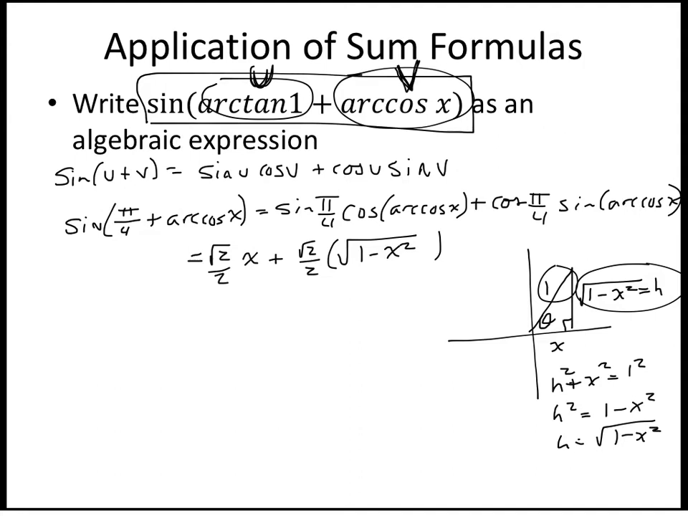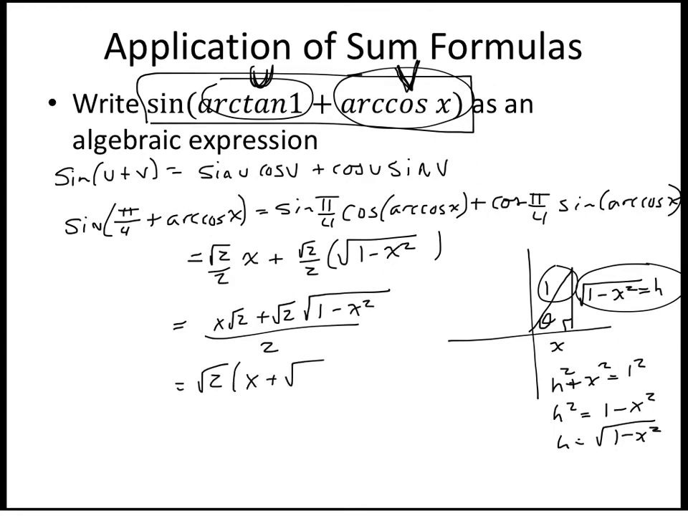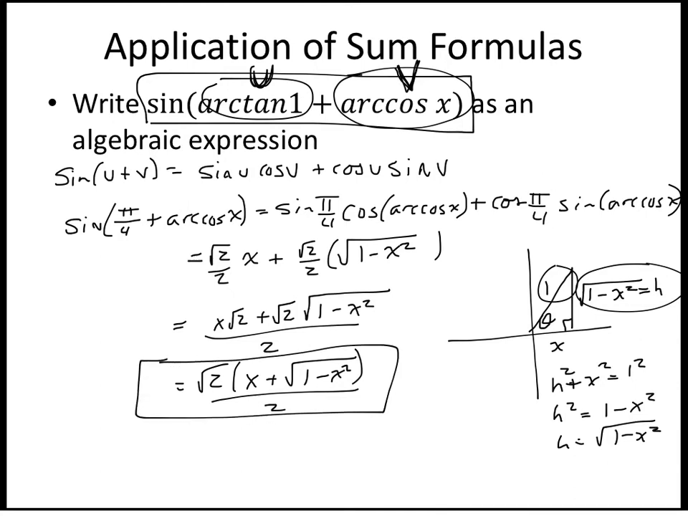Okay, so rewriting this all to be over 2, I have x radical 2 plus radical 2 times the square root of 1 minus x squared, and factoring out a radical 2, I could just say it's radical 2 times x plus radical 1 minus x squared, all over 2. It's all good. A lot of different ways to write this. You kind of almost don't know where to stop.